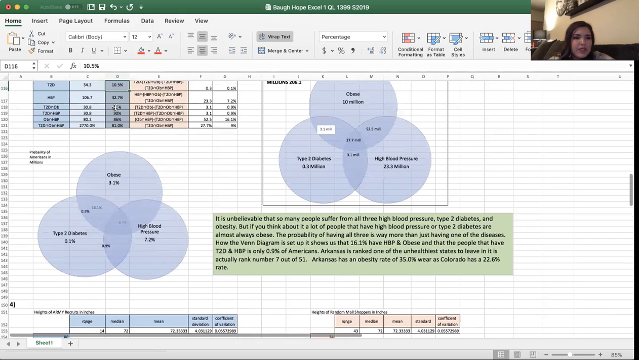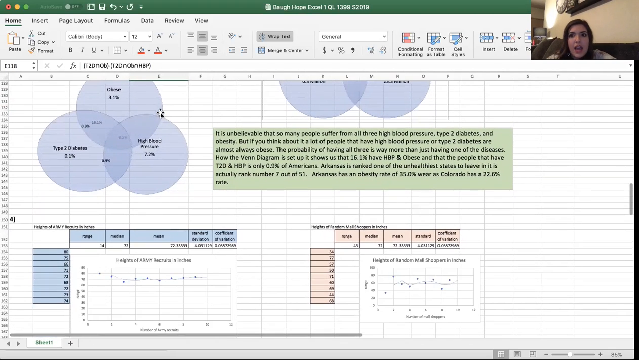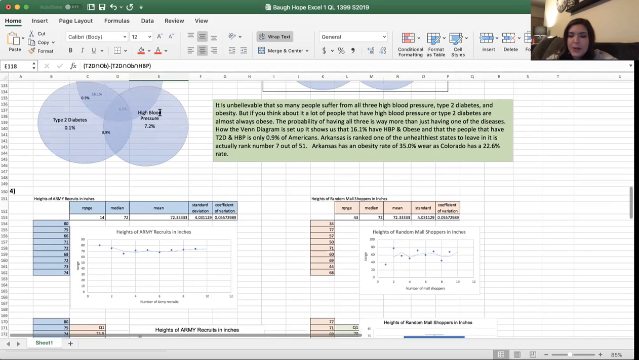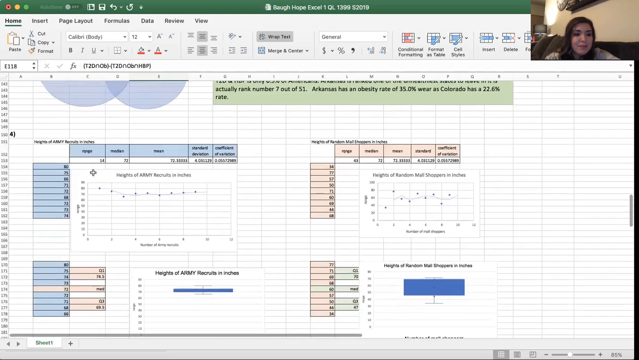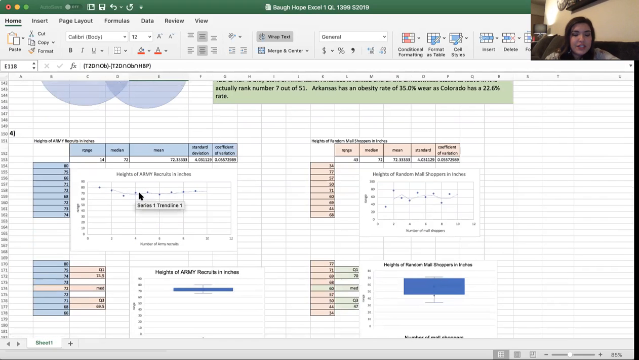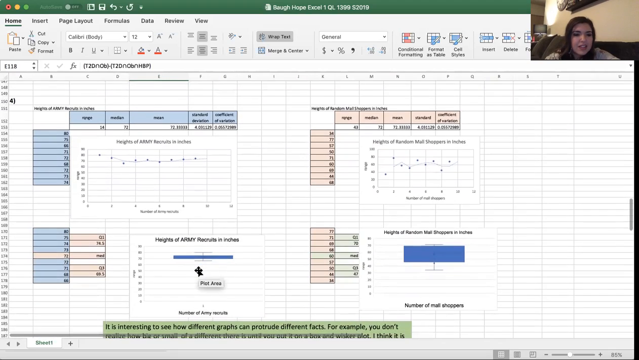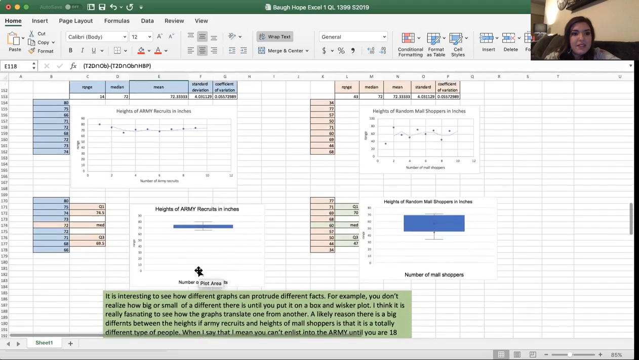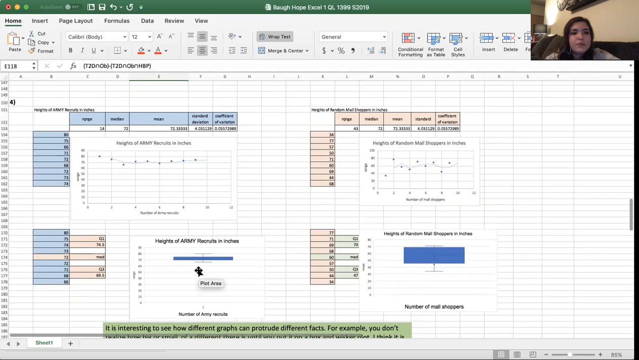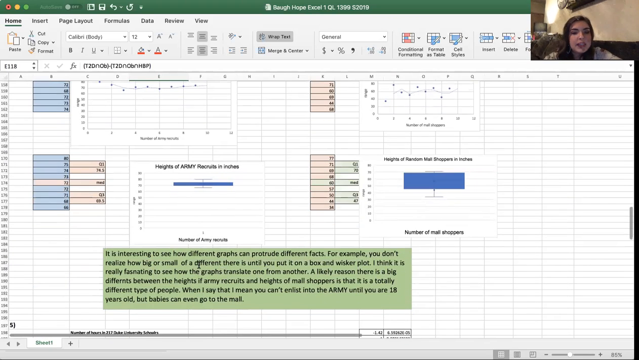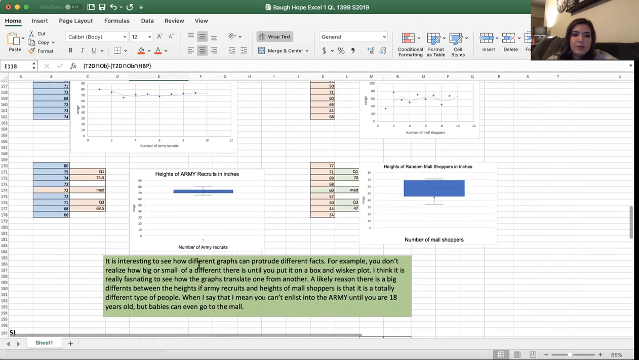But no, there's a lot of information in this graph right here. So, okay, moving on to number 4. These plots are very interesting to look at. I really like the box and whisker plot. I found that to be very interesting. But it's interesting to see how the different graphs can portray different facts.